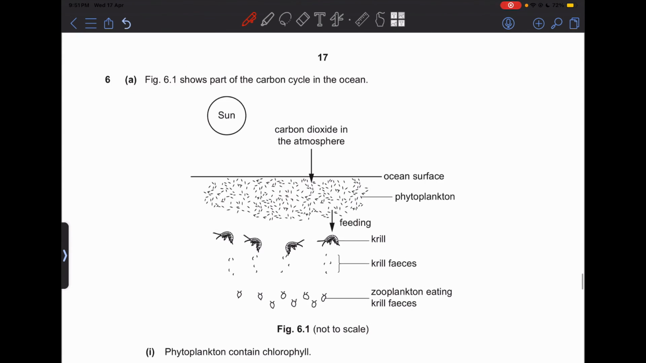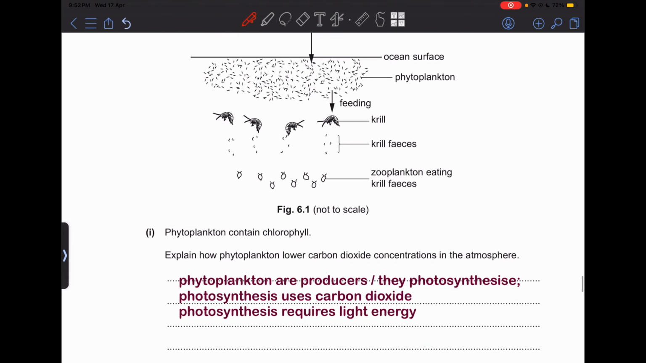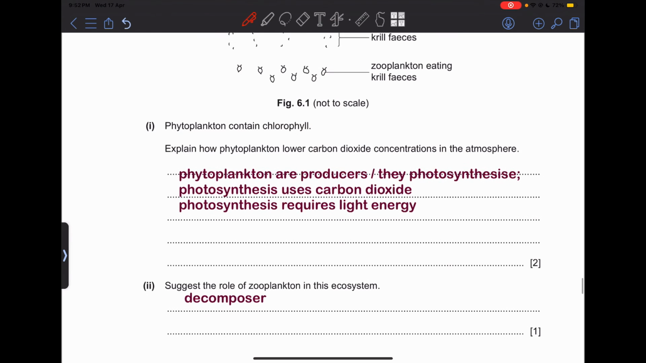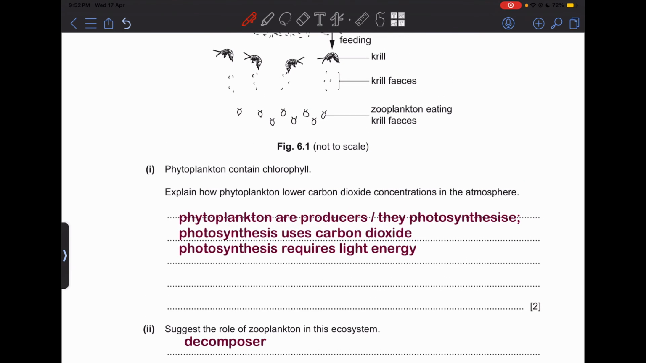6a, figure 6.1 shows part of the carbon cycle in the ocean. Phytoplankton contain chlorophyll. Explain how phytoplankton lower carbon dioxide concentrations in the atmosphere. Phytoplankton are producers. They photosynthesize. They produce oxygen, and they take away the carbon dioxide from the air. Photosynthesis also requires light energy, which may reduce the enhanced greenhouse effect that we're going to be talking about in another question.